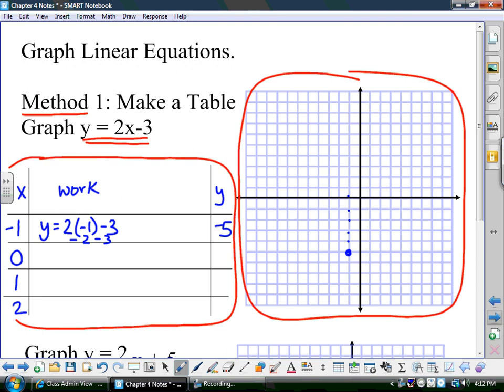Then we'll plug 0 in, and we have y equals 2 times 0 minus 3. So 0 minus 3 is negative 3. The point 0, comma, negative 3 is on this graph. Then we'll plug in 1. Y equals 2 times 1 minus 3. That's 2 minus 3, so y equals negative 1. The point 1, comma, negative 1 is also on this graph.